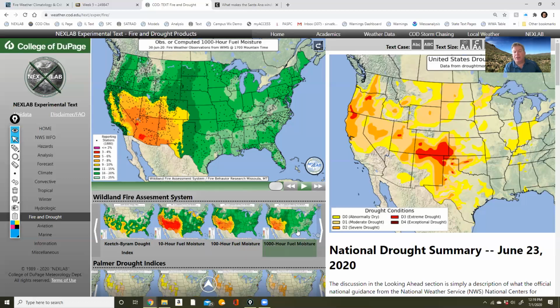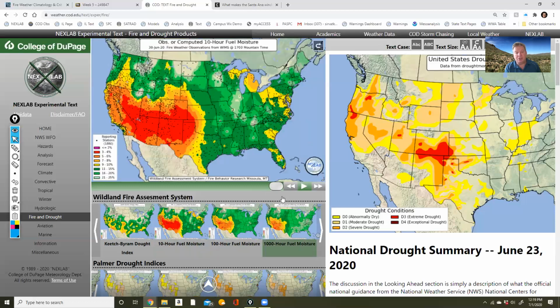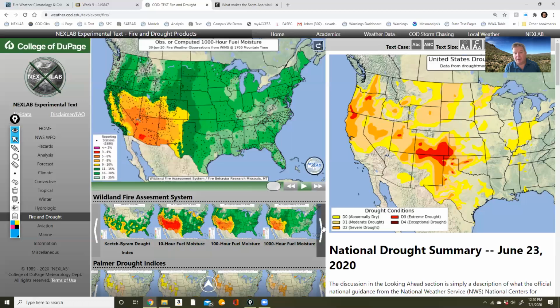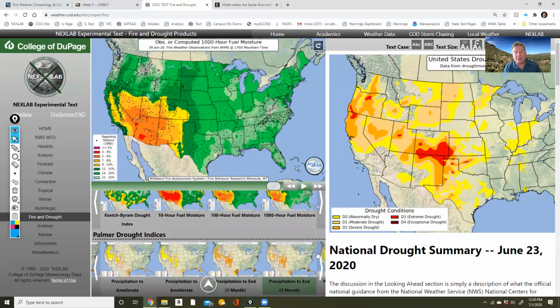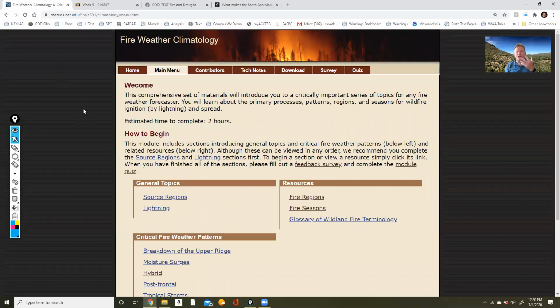Okay, so the 1,000-hour moisture, this is a good one to write down, is a good indicator of long-term drought. And so we're not seeing a lot of long-term drought here. Maybe some shorter-term drought, as we see in the 10-hour supply, but not so much in the 1,000-hour supply. Okay? So we have all these things that go together, and these are all parts of how we measure how dry things are.